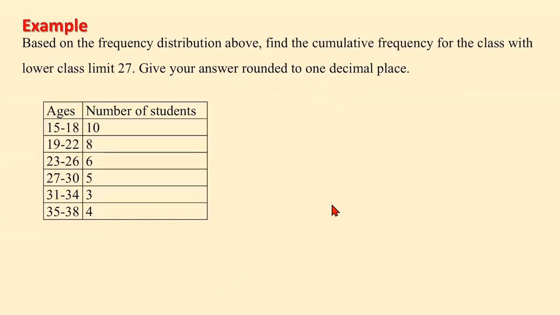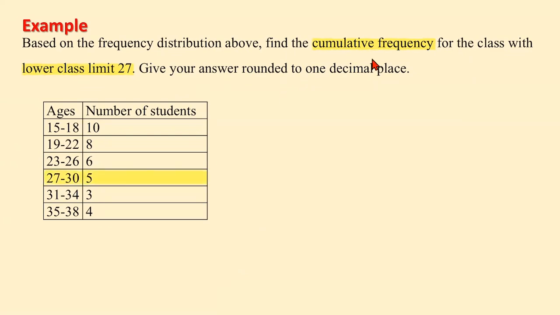Let's move on to the second example now. Here is the second example. Again, based on the frequency distribution below, find the cumulative frequency for the class with lower class limit 27. And we are asked to give the answer rounded to one decimal place. So here we are looking for the cumulative frequency for the class with lower class limit 27. If you look at the table, the class with lower limit 27 is this one here. That is the one.